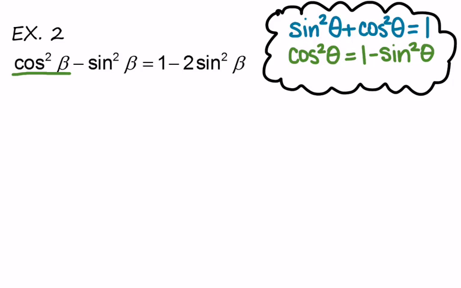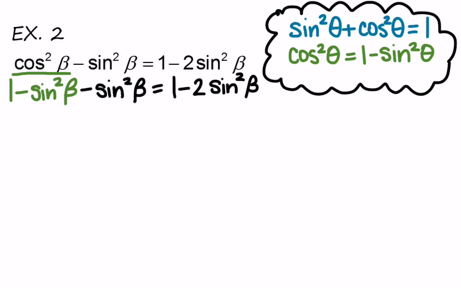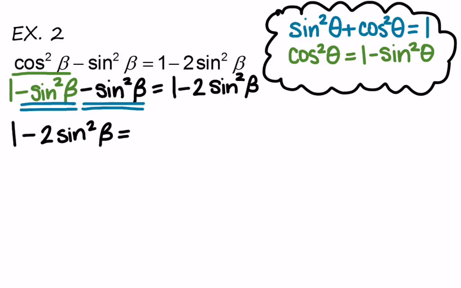In place of cosine squared beta, I'm going to put 1 minus sine squared beta, and then everything else is going to stay the same. Then I notice I've got like terms here. I have a negative sine squared beta and another negative sine squared beta. Together, that's going to be negative 2 sine squared beta, and that's exactly what I was trying to get it to be, 1 minus 2 sine squared beta.